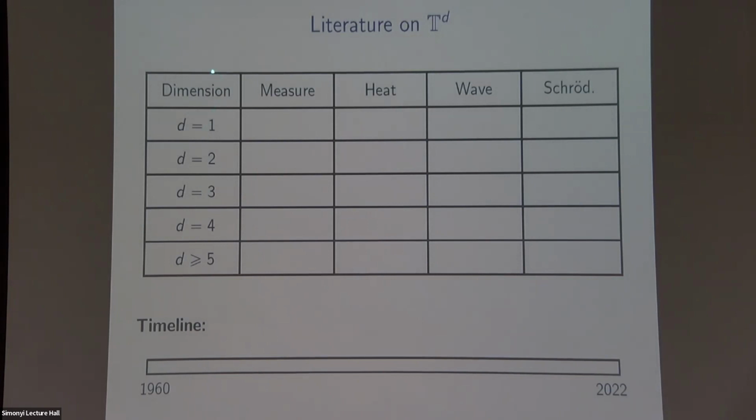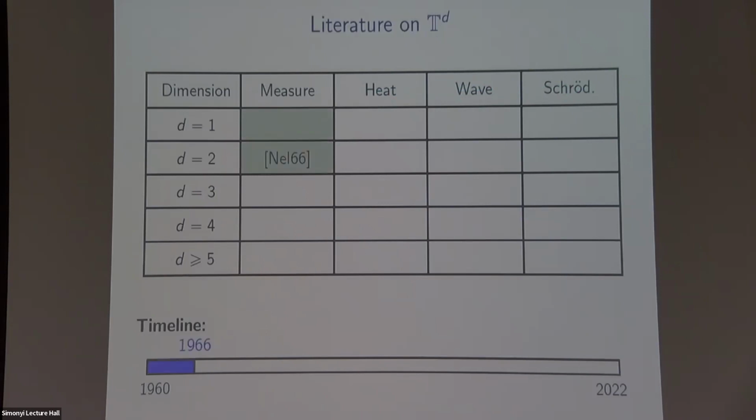The first column is the dimension, which is the dimension of my domain. The second column is just the measure. So here I just want to know whether or not I can construct the measure. And then the last 3 columns concern the different evolution equations. And here I want to know whether it's probabilistically well-posed and whether the measure is invariant under the dynamics. So the questions that we previously discussed. So let's start filling this in.